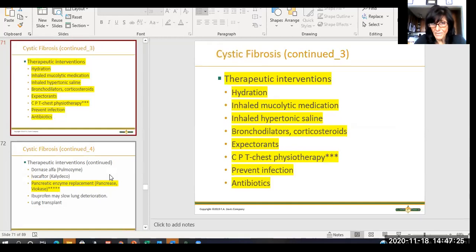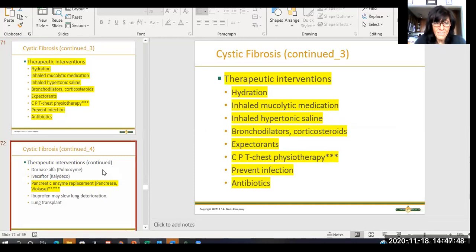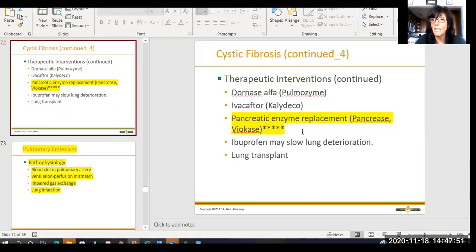What do we do for these patients? Hydration, liquefy secretions, inhaled mucolytics, right? Thin out the secretions, saline, bronchodilators, corticosteroids, expectorants. There's that chest physiotherapy. Boom, boom, boom, right? Always try to prevent them from getting an infection because it can kill them. Antibiotics if they do get a bacterial infection. And this is an ATI predictor thing right here. Pancreatic enzyme replacement: Pancrease, Viokace, pancrelipase.